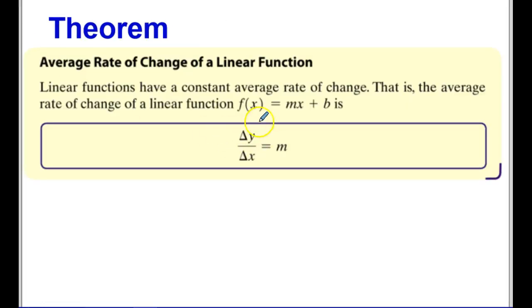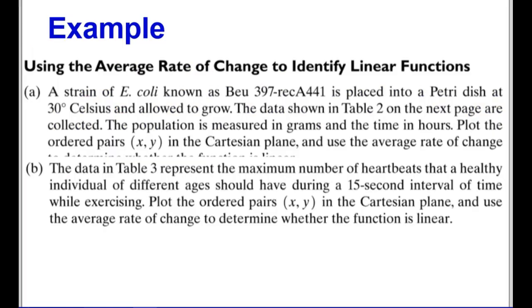Okay, so again, here's what I said: our average rate of change, that delta y over delta x, is the same thing as our slope, rise over run. And we've looked at that many times before.